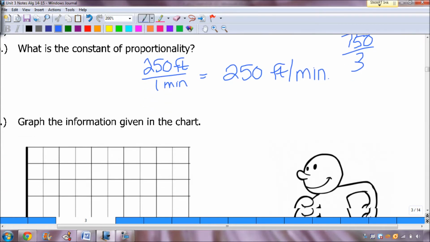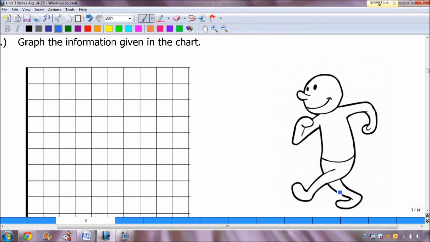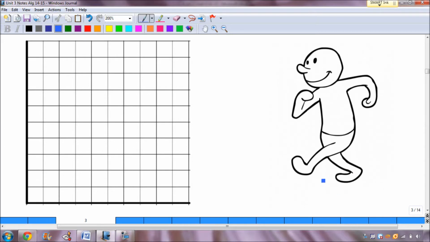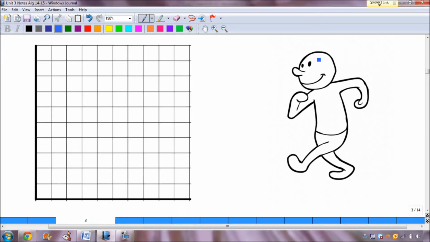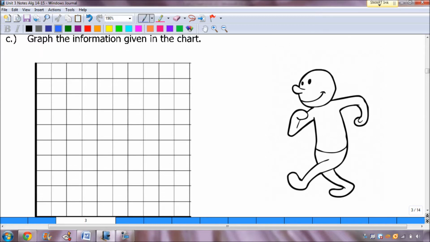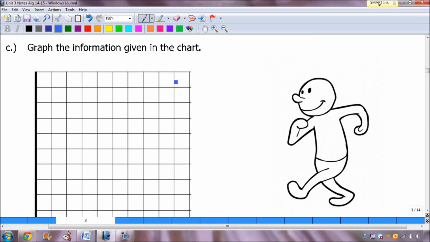All right, so now I need to graph this information that's given in the chart. First of all, I need to identify what is my independent variable and what is my dependent variable. So go ahead and think about which one is which, and then come back to me when you're ready to go. Hopefully you determine that the time in minutes is your independent variable and that the distance is your dependent variable. So we're going to call this graph right here distance versus time.